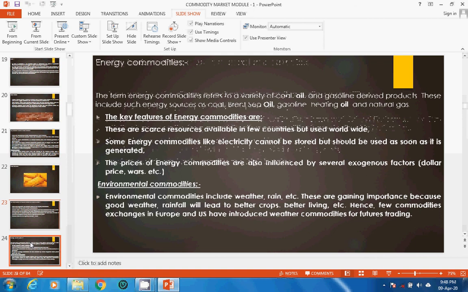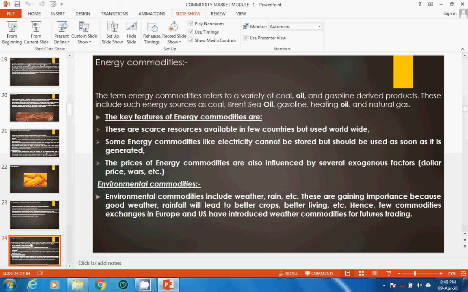Energy commodities. The term energy commodities refers to varieties of coal, oil, and gasoline derived products. These include energy sources such as coal, Brent crude oil, gasoline, heating oil, and natural gas. These are the products which are derived from the varieties of coal, oil, and gasoline. The key features of these energy items are that they are scarce and used by many people all over the world.